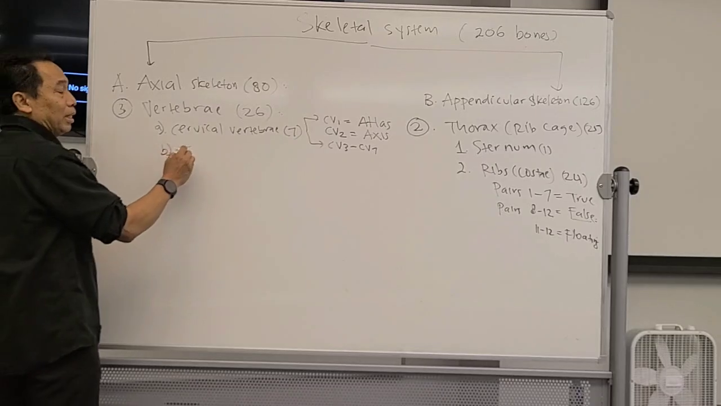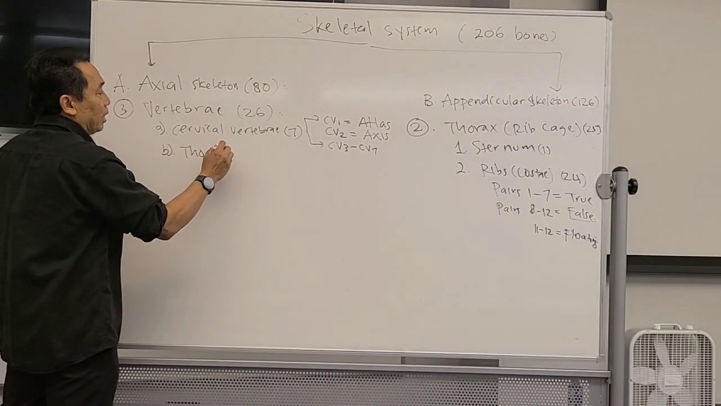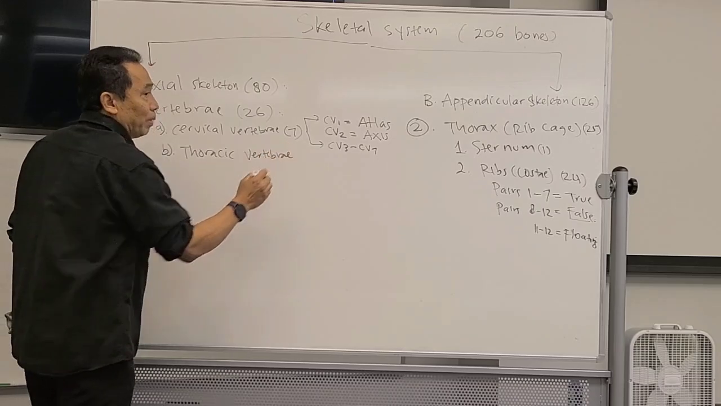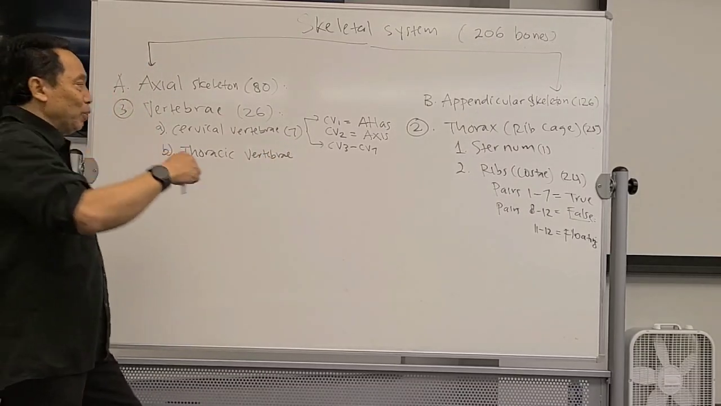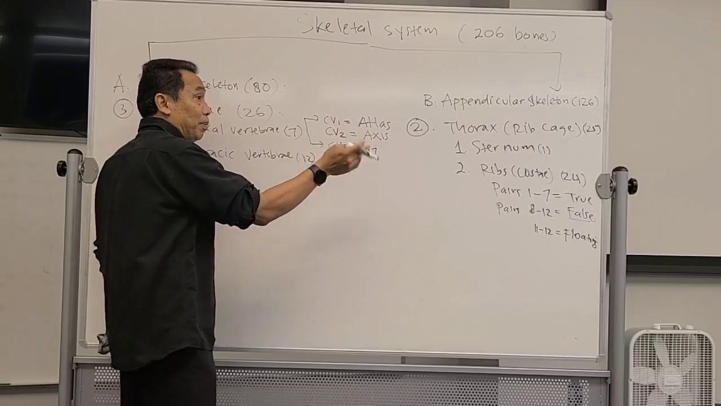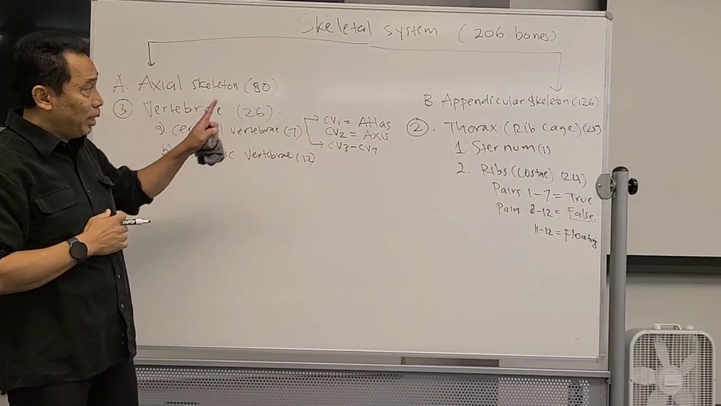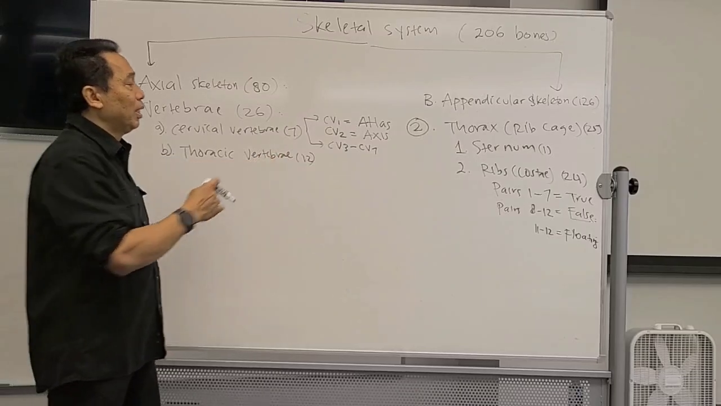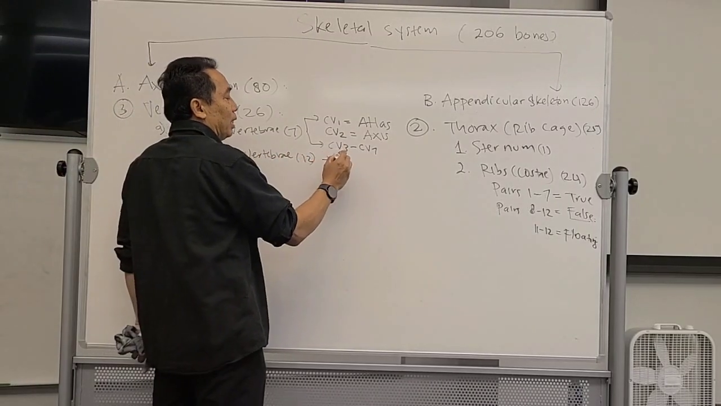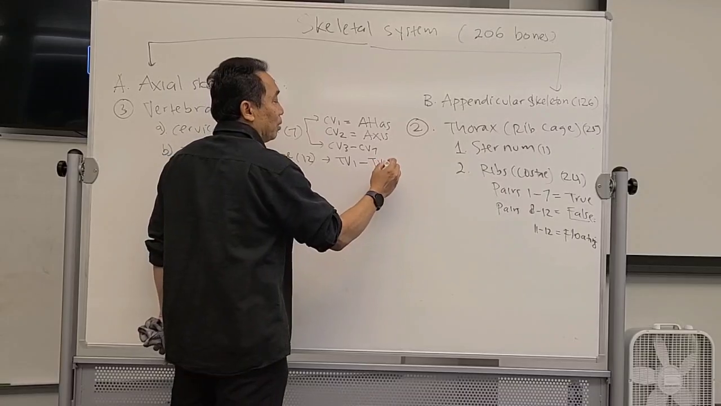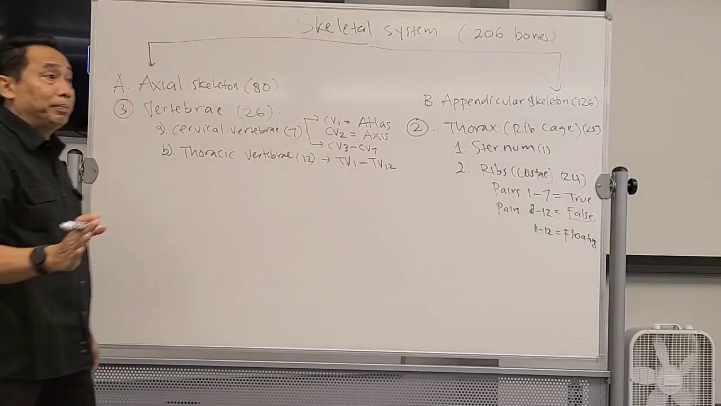Therefore, it's called the thoracic vertebrae. How many of them? Gonna be 12 because you have 12 ribs. Each of them will be attached to one of the ribs. So gonna be 12. What is the name? Thoracic vertebrae 1 until thoracic vertebrae 12. It's not that difficult.